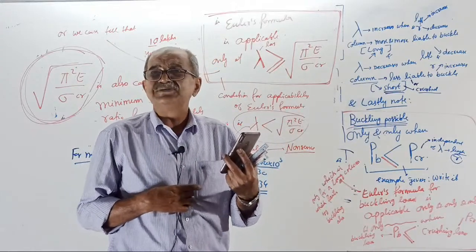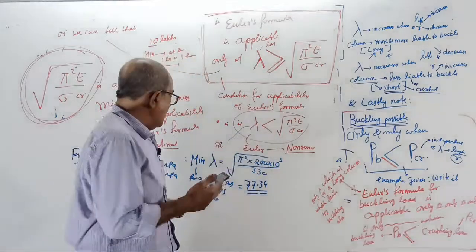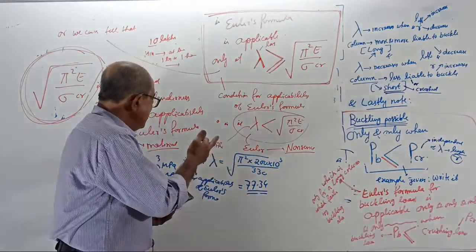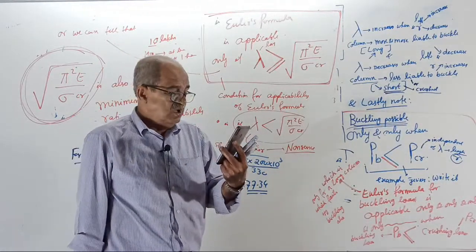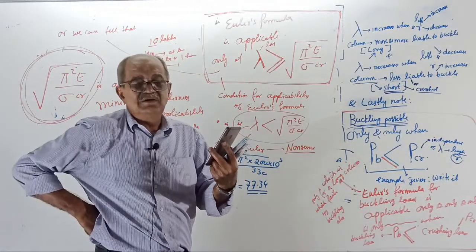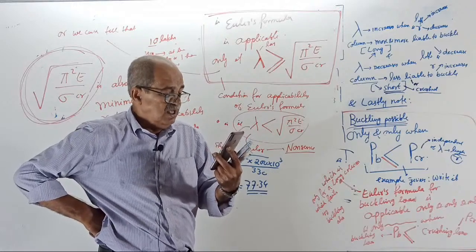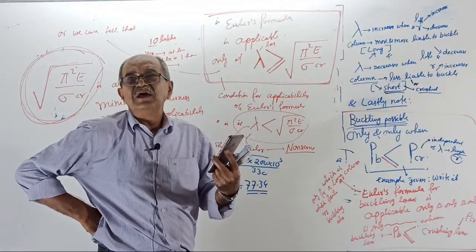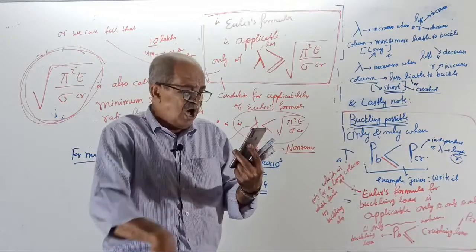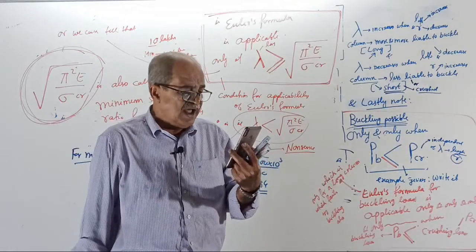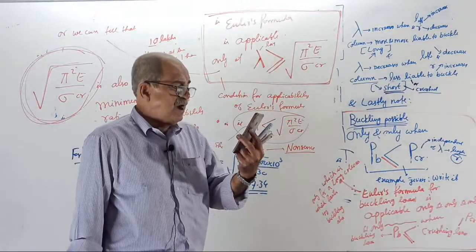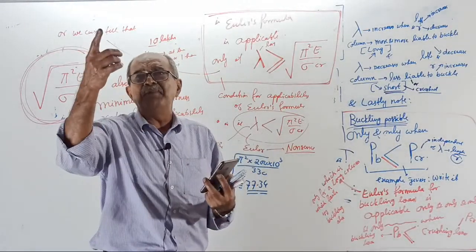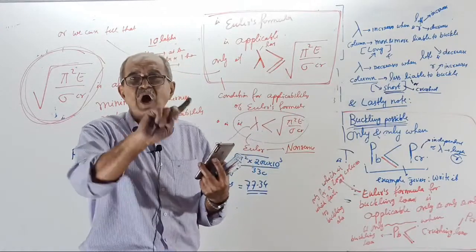You will pass. What is this? After all, the statement: the minimum for applicability is 77.34. So what is less than 77? If it is lesser, the column becomes short. How did you think of that one answer? You should have lambda at least 77.34. If it is more, you can apply. If it is less, you cannot apply.